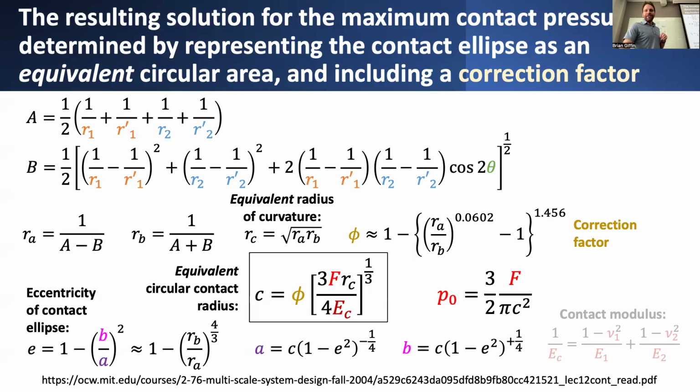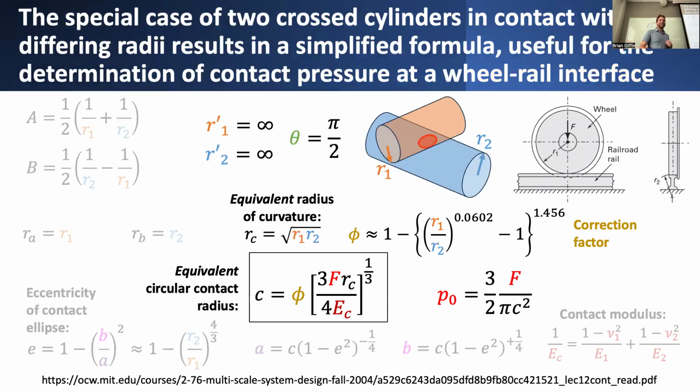All right, fairly simple. And what's even better is that you can specialize this further, and it actually simplifies quite a bit. Let's say you had the case of not two ellipsoids coming into contact, but maybe two cylinders coming into contact, two crossed cylinders, such that the relative angle between them is 90 degrees. So they're perpendicular to each other. And you want to know the contact area that would occur between these two cylinders sitting on top of each other. Should be an ellipse. We know that from the general solution.